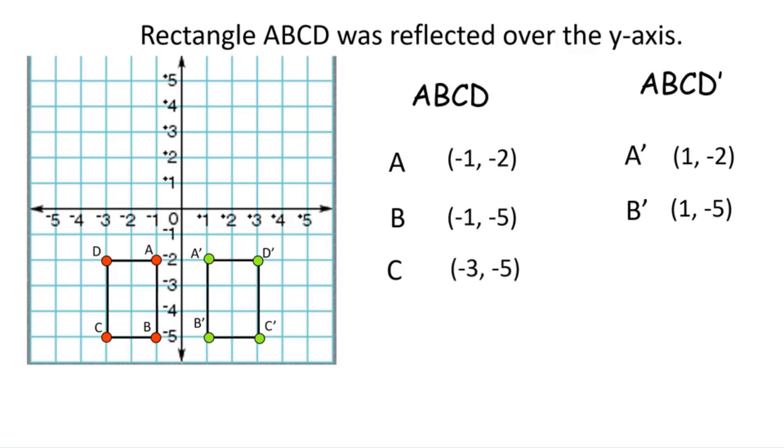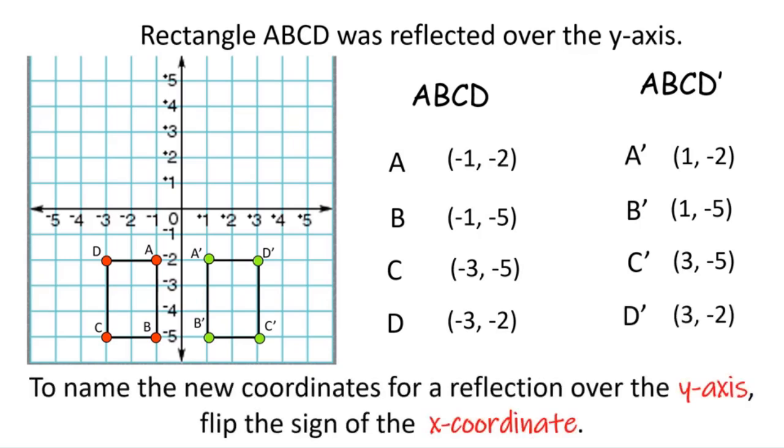C, which was at -3, -5, flipped to +3, -5. And D was at -3, -2, and flipped to +3, -2. So, to name the new coordinates for a reflection over the y-axis, we flip the x coordinate.